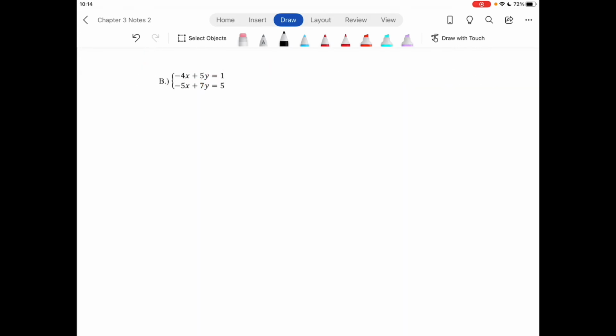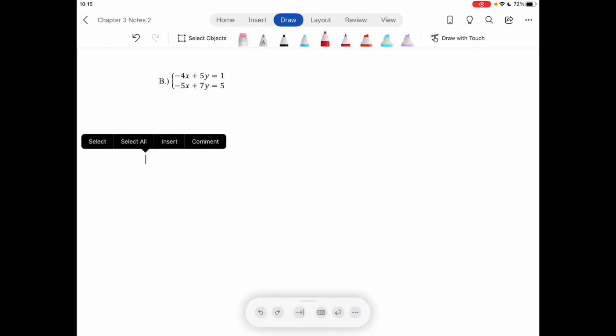In the second example, all of our terms are lined up. We have our x's and our y's on one side and our numbers on the opposite side. Now we're ready for step 2. We need to try to cancel out either the x's or the y's. It doesn't matter. Let's pick the x's. We have negative 4 and negative 5. We need to find a number that both 4 and 5 have in common. That would be 20. Then one of them also needs to become positive so that they'll cancel each other out.